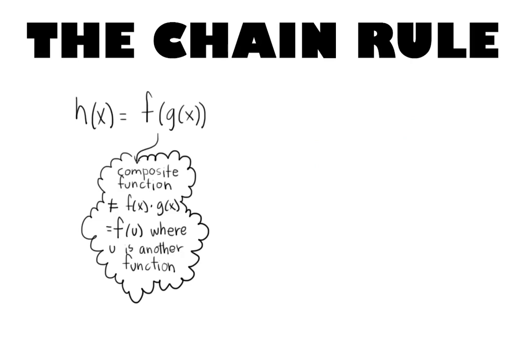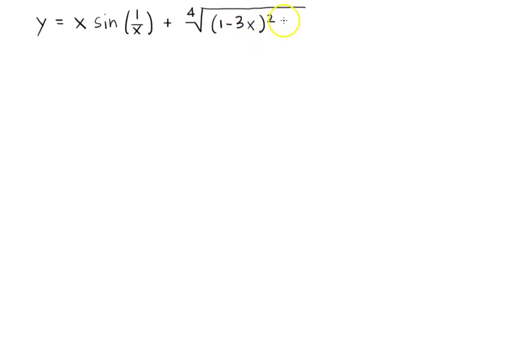In fact, let me give you an example of a fairly complex function that you might actually have here. Let's say, what if I had y equals x times sine of 1 over x plus the quarter root of 1 minus 3x all squared plus x to the 5. Now, what is y prime? What is the derivative of this thing? Now, at the moment, you're looking at this going, oh my God, I have no idea. And I don't blame you. It looks a little crazy.